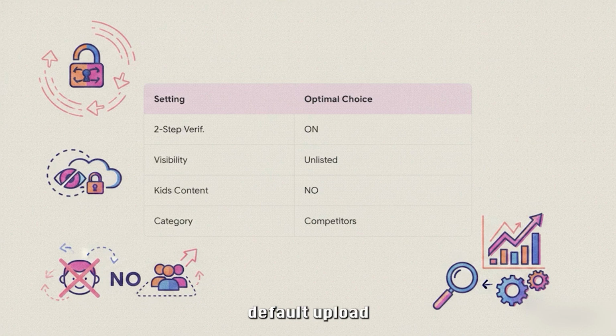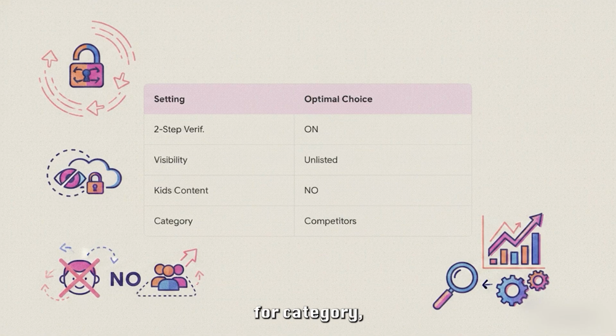Next, change your default upload visibility to unlisted. This is a great little trick that buys you vital time to properly dial in your SEO before the video hits the public algorithm. Third, unless you're strictly making stuff like cartoons or toy reviews, set made for kids to no. Setting it to yes severely limits your reach and completely disables your comment section, which absolutely kills engagement.